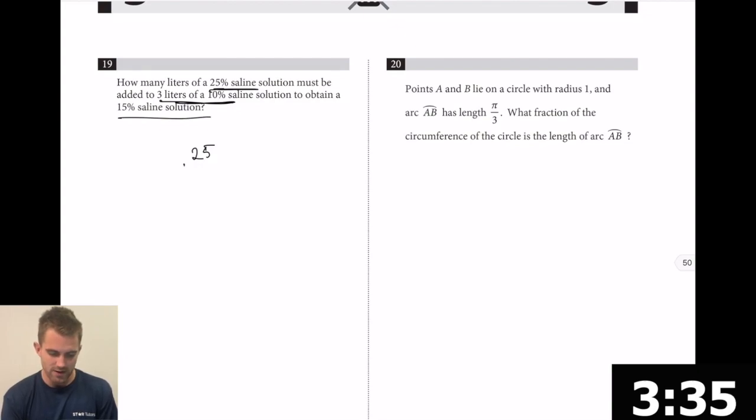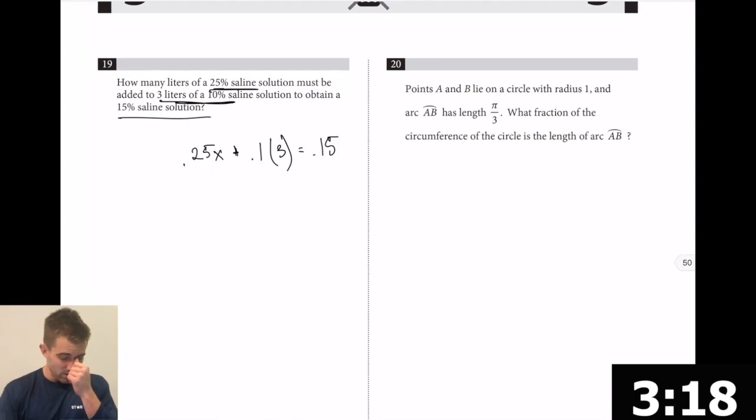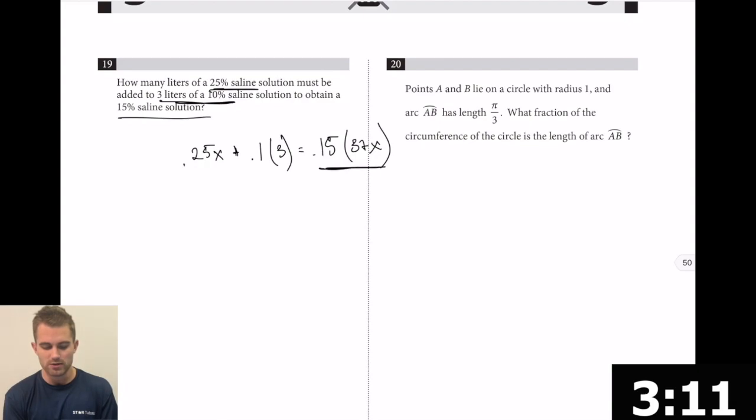Okay, so we have 0.25x plus 0.1 times 3 is equal to 0.15. Is that right? 0.15 times 3 plus x, because we need to make sure on this one, guys, that this is the total number of liters, right? So we get 0.25x plus, you know what, guys, I'm gonna move on from that one because we're running a little bit low on time here.